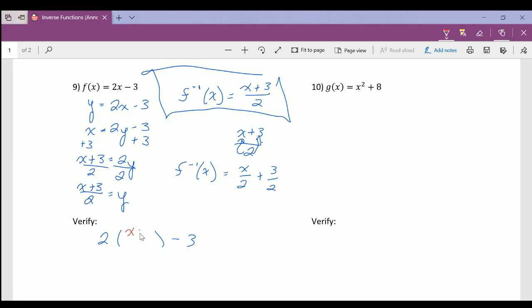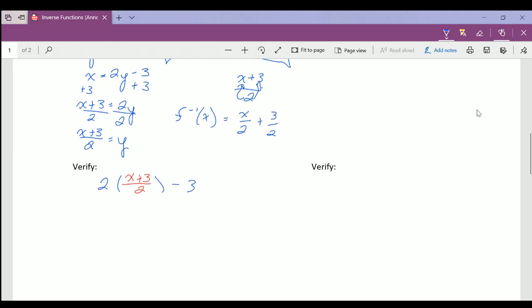2 times now x plus 3 over 2 minus 3. If when we simplify this, we get just x, then we know we did it right.